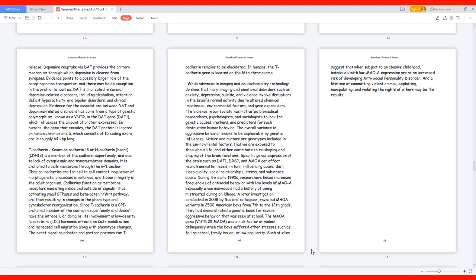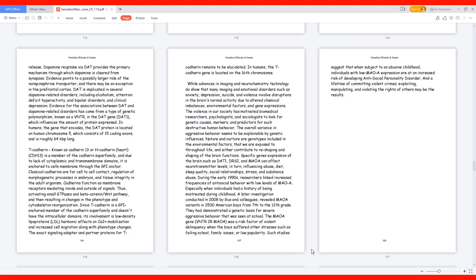Advances in imaging and neurochemistry technology do show that many mental and emotional disorders such as anxiety, depression, suicide, and violence involve disruptions in the brain's normal activity due to altered chemical imbalances, environmental factors, and gene expression. The violence in our society has motivated biomedical researchers, psychologists, and sociologists to look for genetic causes, markers, and predictors for such destructive human behavior. The overall variance in aggressive behavior seems to be explainable by genetic influences.